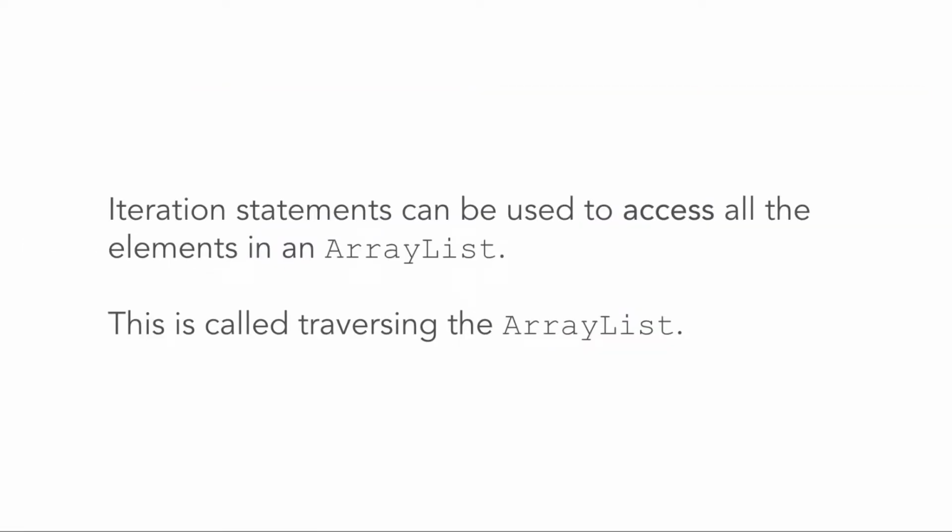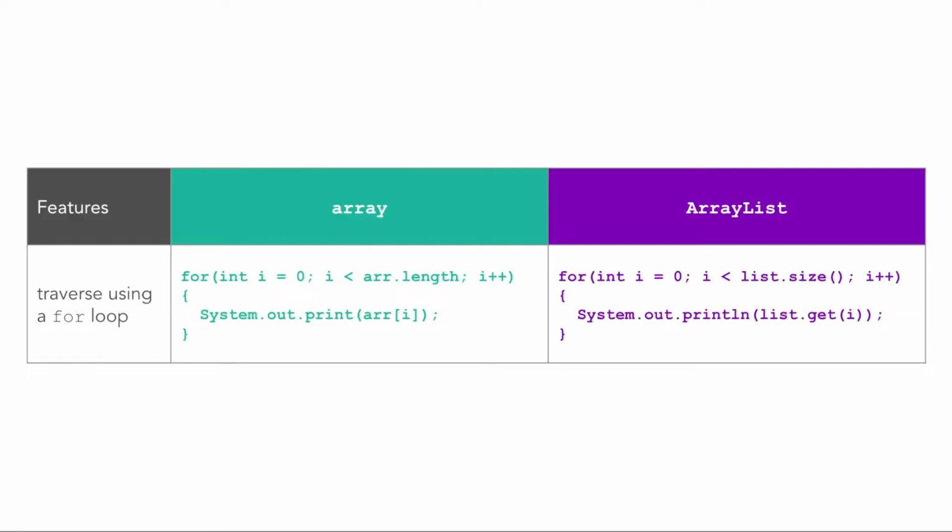Iteration statements can be used to access all the elements in an array list. This is called traversing the array list. Traversing and printing each element from an array list using a for loop is similar to doing the same with an array. How are they different? The boundaries are written differently. Notice for array lists that .size is followed by parentheses because it's a method that belongs to the ArrayList class.